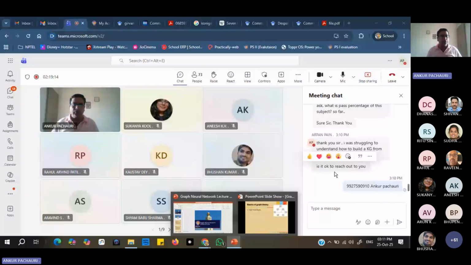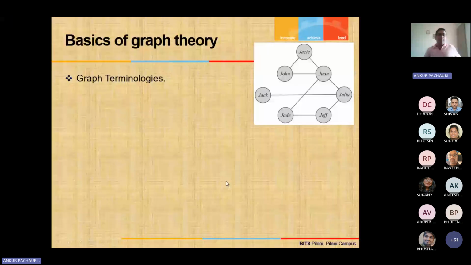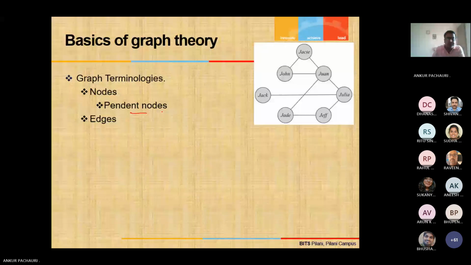I'm reachable too. Okay, so basics of graph theory. I think graph terminologies means node. I think you are all clear about what a node and the edges are. Pendant nodes are the nodes which have a single degree, degree 1. So all those nodes which have degree 1 are called pendant nodes.